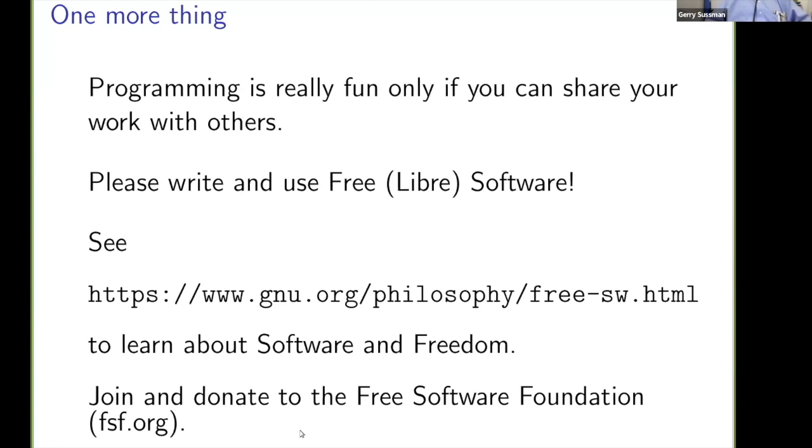I get very upset with the fact that I'm right now using Zoom, but that's because it's not free software, okay? And there are free software things we could have used to run this meeting, but I'm not in charge of this meeting. I'm willing to use it only because I want to be able to tell you, I want you to use and write free software, where free means you can share it with your friends. If you want to know what this means, please look at this URL, and you should join and donate to the Free Software Foundation, which is the people who make things like what we now call GNU/Linux and things like that. And that's it for me.